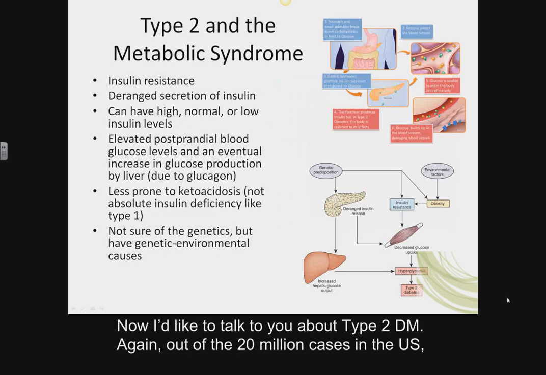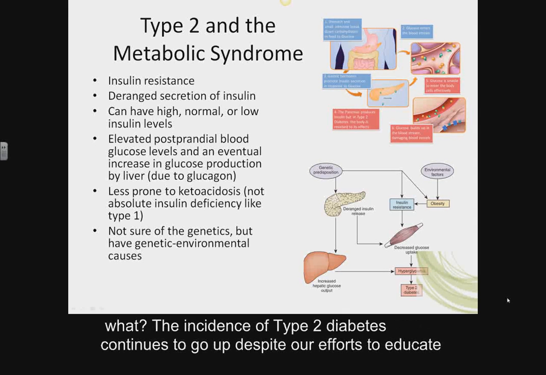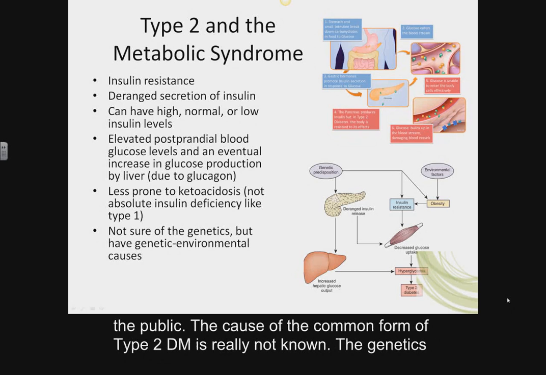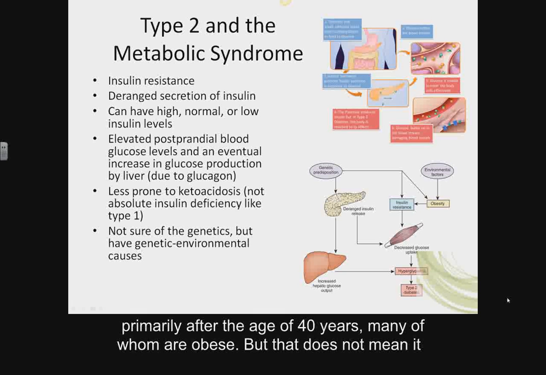Now I'd like to talk to you about type 2 DM. Again, out of the 20+ million cases in the U.S., about 1 million of those cases are going to be type 1. The rest are type 2. And you know what? The incidence of type 2 diabetes continues to go up despite our efforts to educate the public. The cause of the common form of type 2 DM is really not known. The genetics of this form of diabetes are complex and not clearly defined. It affects people primarily over the age of 40 years, many of whom are obese.